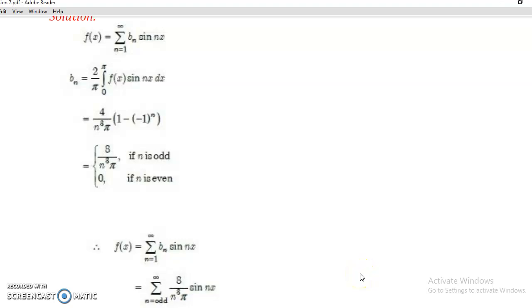So after applying Bernoulli's formula, you will get a formula like this: 1 minus half minus 1 the whole power n. Whenever you have a format like this, 1 minus half minus 1 the whole power n, the next step is to check whether this function is available for all the numbers.